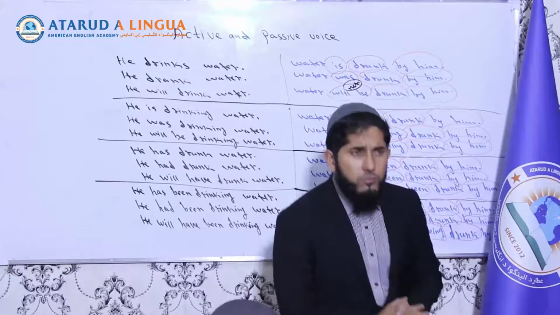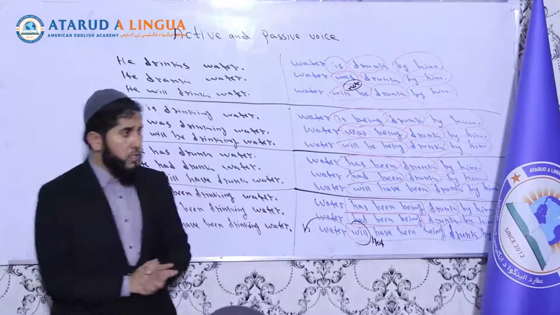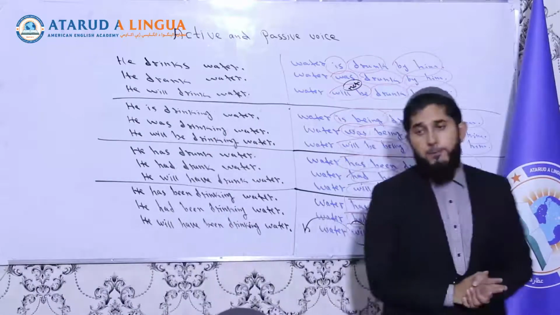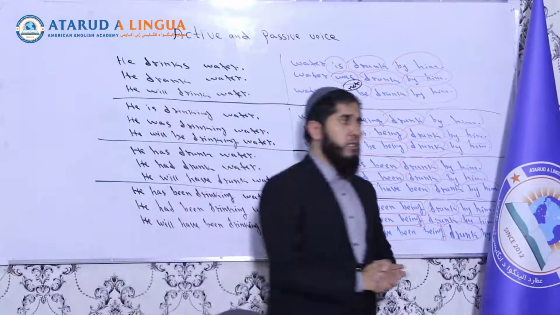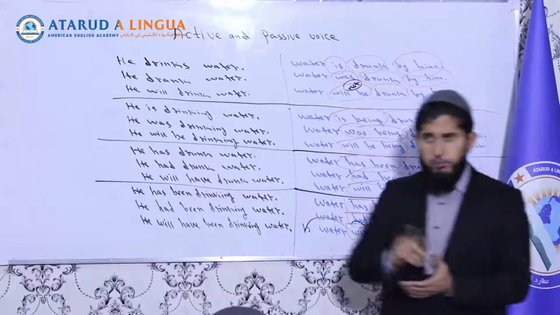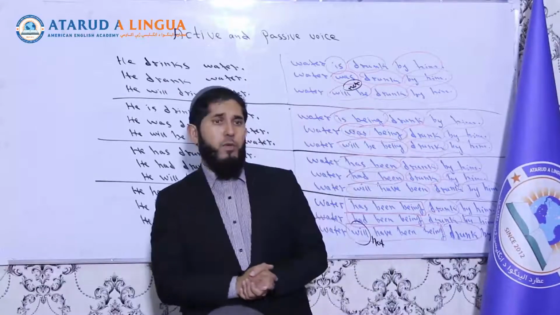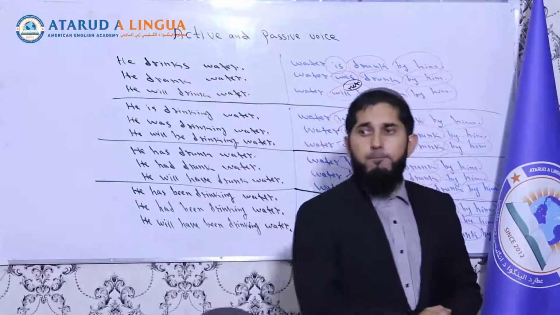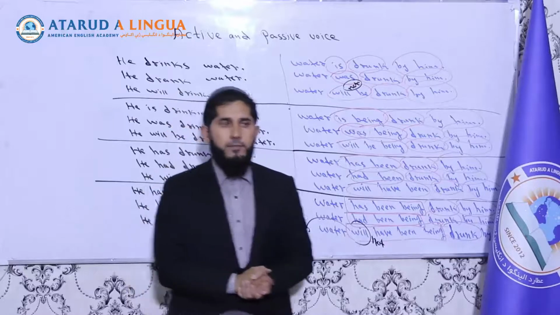I am going to be cooking dinner. Dinner is going to be being cooked by me. He had been smoking cigarettes for one year. Past perfect continuous: cigarettes had been being smoked by him for a year. We didn't turn on the TV. The TV wasn't turned on by us.